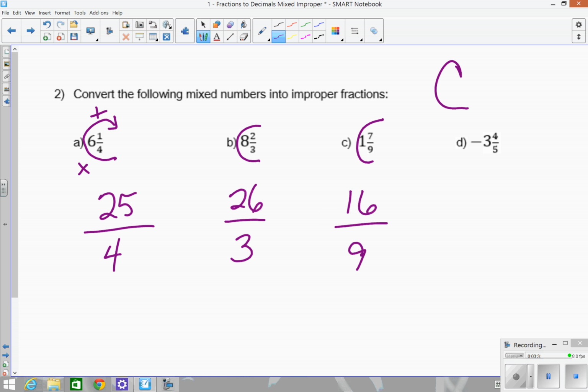And lastly, and this one you gotta be careful because negatives can be tricky. I like to cover up the negative until the very end, pretend it's not there, and we'll put it back. So 5 times 3 is 15, plus 4 is 19 over 5, and now that we've changed it from mixed to improper, we can put the negative back out front. Any questions about converting mixed numbers into improper fractions? Jot down those questions now.